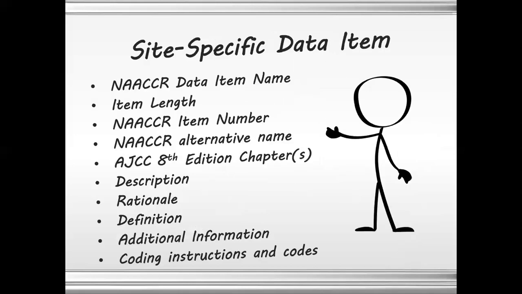When you use the SSDI manual, you will go to the site you are abstracting, just like you do with the summary stage manual. Since this manual is a data dictionary, each SSDI is set up in the same basic format. They each have been given a name, the length of the item or code is listed. In other words, how many characters is allowed for that code. Each SSDI is identified by an item number, and if there is an alternative name, it is listed. This is usually the old collaborative stage name the data field had. And then the AJCC chapter that pertains to that SSDI is listed just for reference.